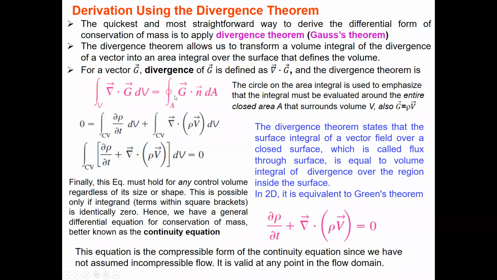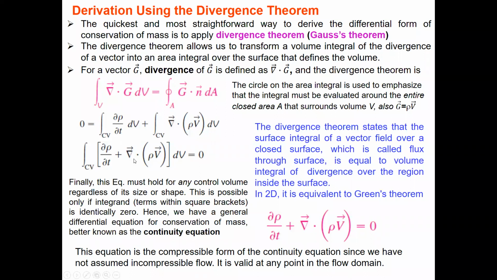Means to say that the circle on the area integral is used to emphasize that the integral must be evaluated around the entire closed surface, closed area that A surrounds, which is the volume V. Also, you can call it G is equal to rho times V. Here you can write del rho by del t times dV plus the integral of del dot rho V. Or you can bring them together within the integral. Okay, del rho by del t plus del dot of rho V must be equal to 0.